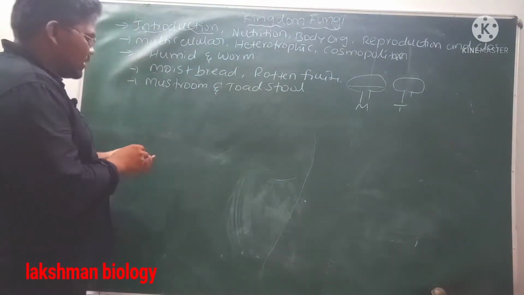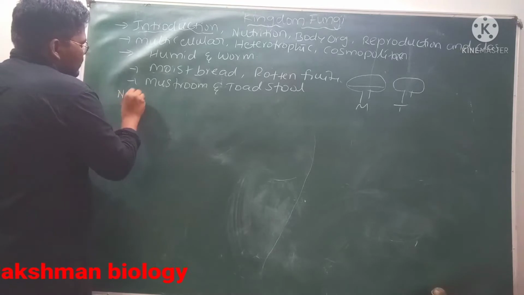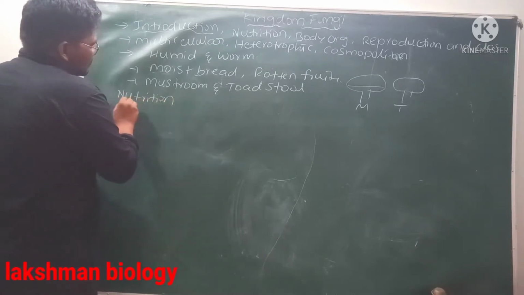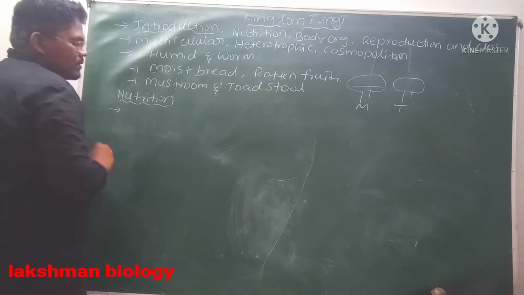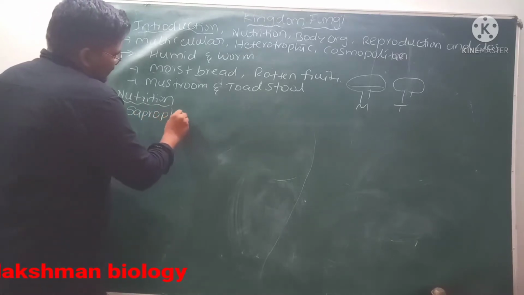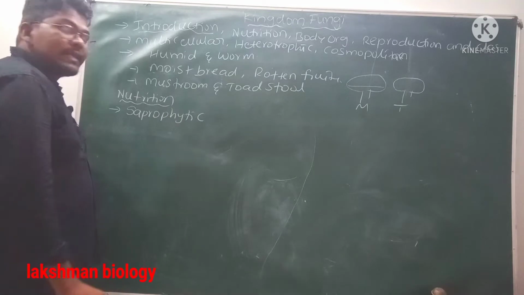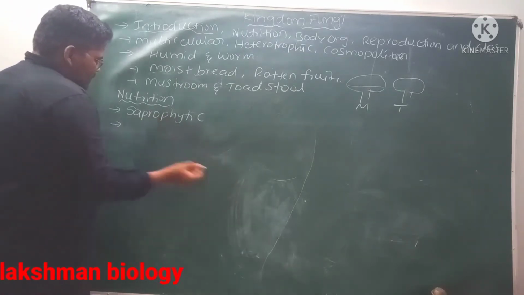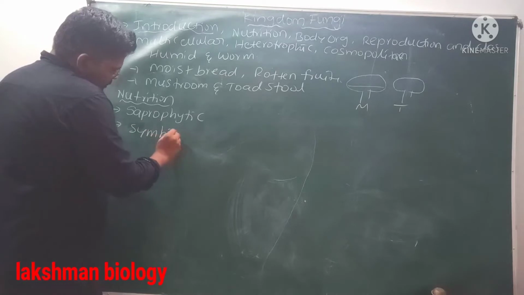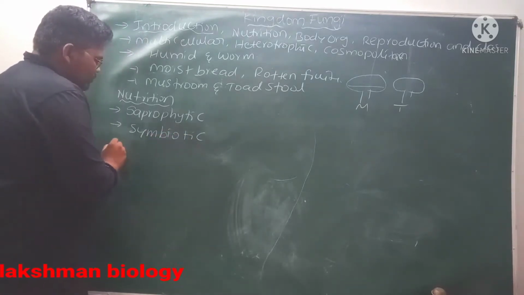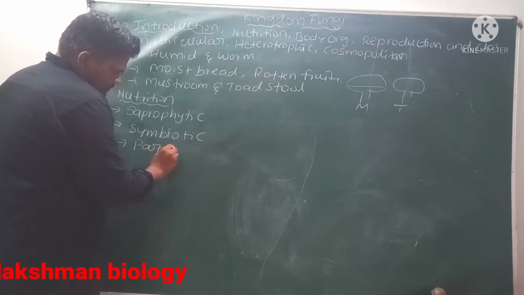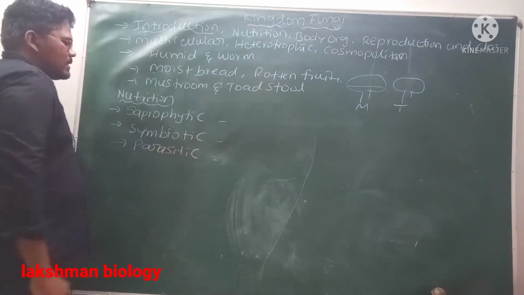After completion of the introduction, we have to discuss the nutrition. The second part that we have to discuss in the kingdom fungi is the nutrition. Kingdom fungi exhibit different types of nutrition. Number one is saprophytic, the important type of nutrition that we can see in the kingdom fungi. Second one is symbiotic nutrition. It is a mutual relationship between fungi and other organisms. Next, parasitic. We can see parasitic nutrition also.